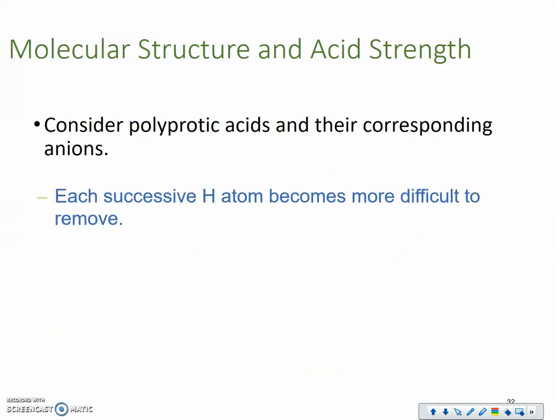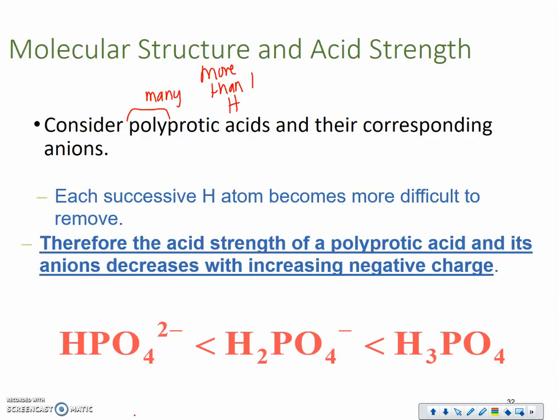So polyprotic acids have many protons, so that means they have more than one H that they can donate. Each successive hydrogen gets harder to remove. So the acid strength of an acid and its anions decreases as you get more and more negative charge. So in this first case, removing the first hydrogen is easier, then removing the second hydrogen, then removing the third, and then trying to remove, right, that's going to be weaker.